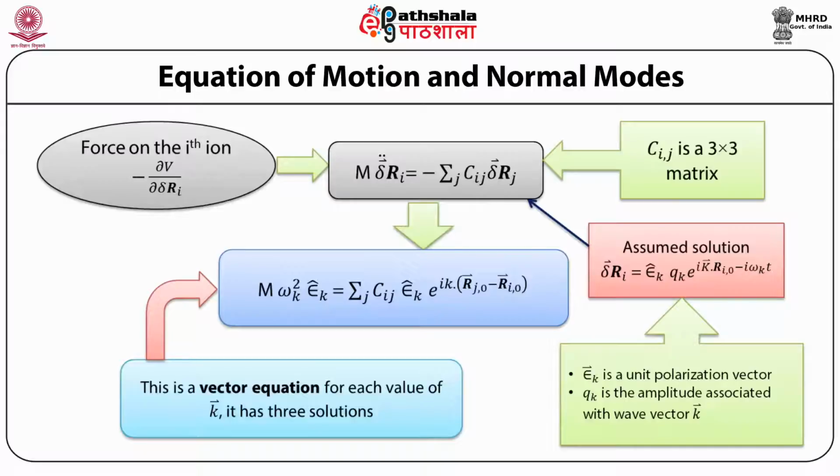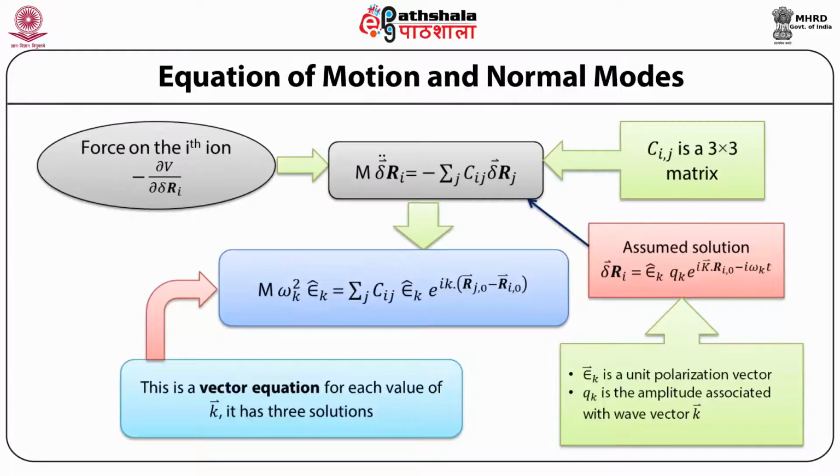Now this equation can be solved by plane waves, keeping track of their polarization. So now we have introduced the concept of polarization here. We assume a solution of the form delta Ri is equal to epsilon k qk into e raised to the power i(k dot Ri naught minus omega k t). Here epsilon k is a unit polarization vector and qk is the amplitude associated with wave vector k.